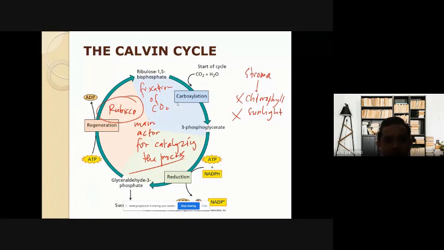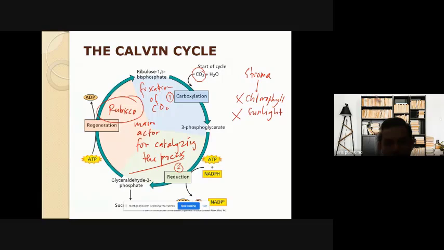The first is carboxylation. It means that CO2 is fixed by the Rubisco here. The product is 3-phosphoglycerate, and this is the first step, and then the second step is the reduction.